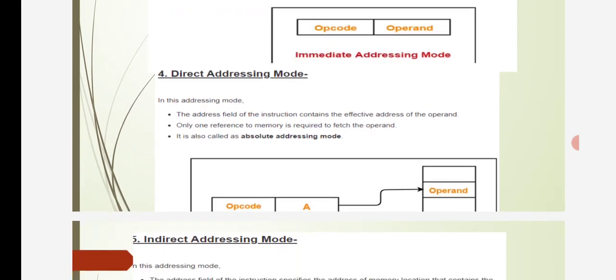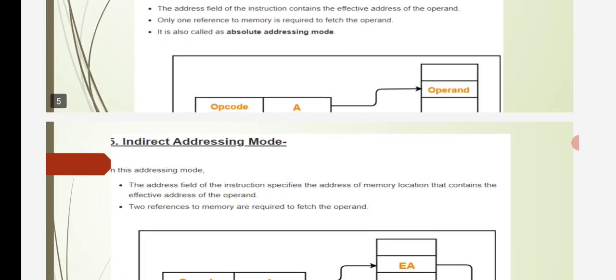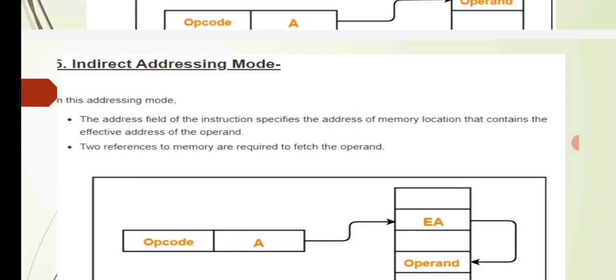Direct addressing mode: the address field of the instruction contains the effective address of the operand. Only one reference to memory is required to fetch the operand. It is also called the absolute addressing mode. Indirect addressing mode: the address field of the instruction specifies the address of the memory location that contains the effective address of the operand. Two references to memory are required to fetch the operand.